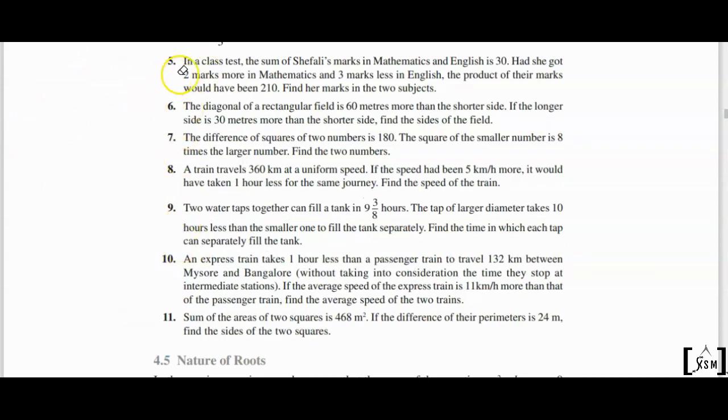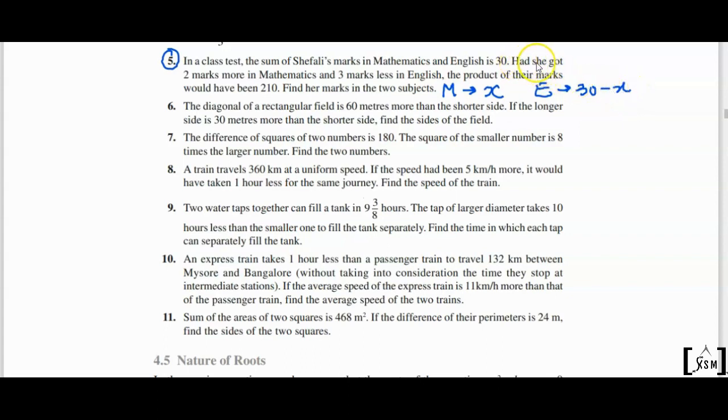Question number 5 says, in a class test, the sum of Shefali's marks in maths and English is 30. Had she got 2 marks more in maths and 3 marks less in English, the product of their marks would have been 210. Find her marks in the 2 subjects. So let's suppose maths marks are x, and because the sum of the marks in maths and English is 30, we can say that English marks is 30 minus x, right? So maths marks is x and English marks is 30 minus x.